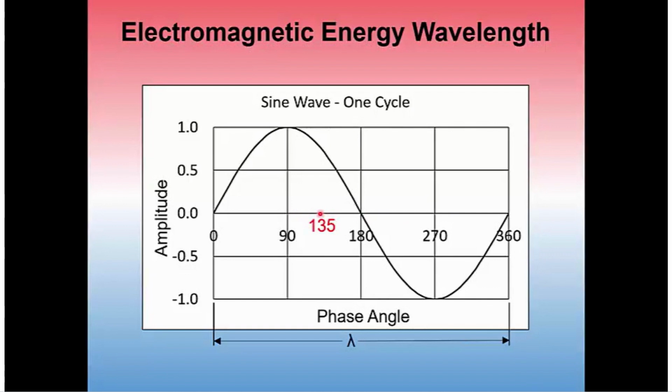So let's say that we have a phase angle of 135 degrees. We can see that at 135 degrees, we can come up to the curve and come across, and we see that we have an amplitude that's about 70% of the maximum. The EDMI instrument is going to look at a phase angle of 0.375 lambda. This 0.375 is nothing more than 135 divided by 360. It gives us 3/8, or 0.375.